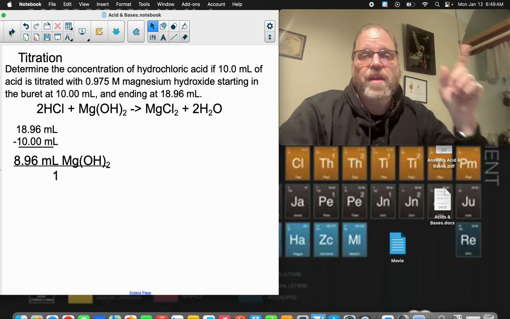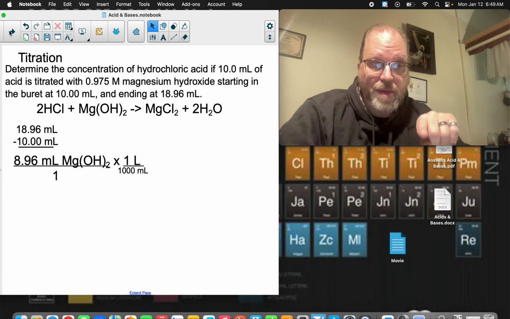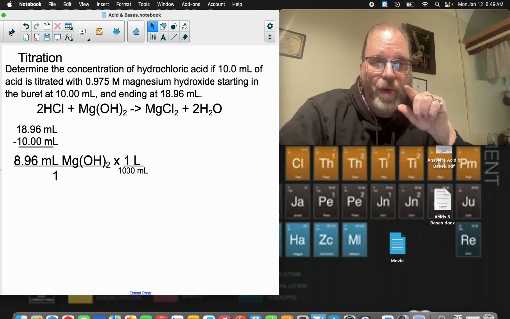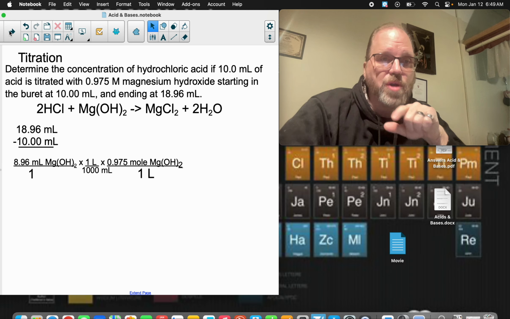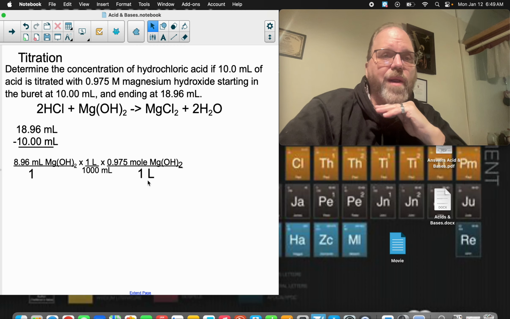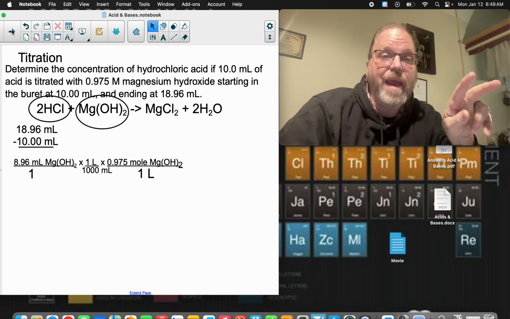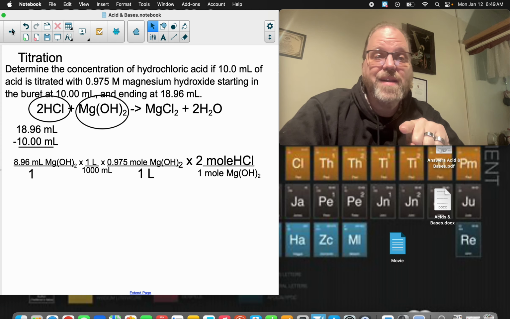Now in order to use molarity, we want to get into liters. So 1 liter is 1,000 milliliters. So milliliters cross out, we're in liters. We use a concentration of 0.975 moles over 1 liter. So we have 0.975 moles magnesium hydroxide over 1 liter. And again, we're only interested in HCl and Mg(OH)2. The relationship is 2 to 1. So 2 moles magnesium hydroxide.